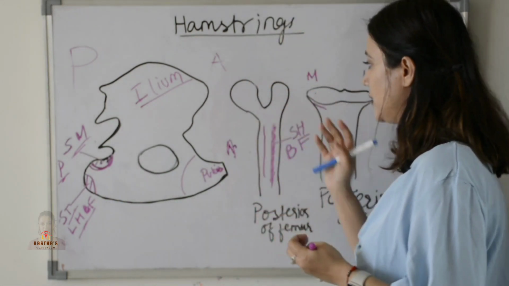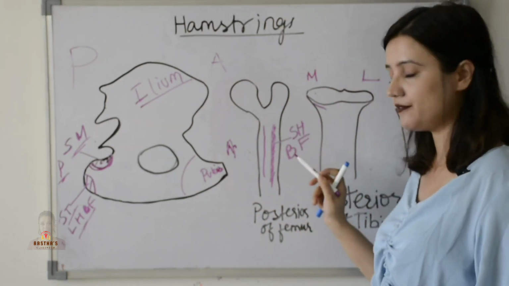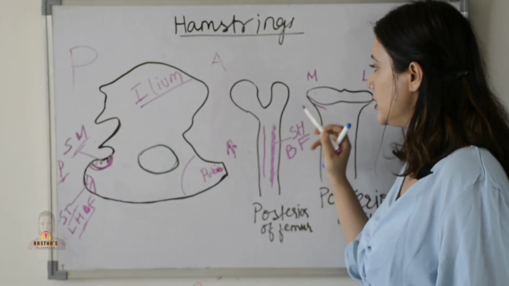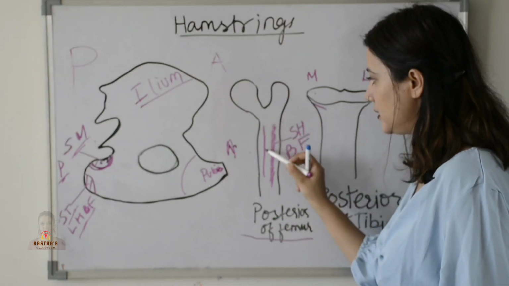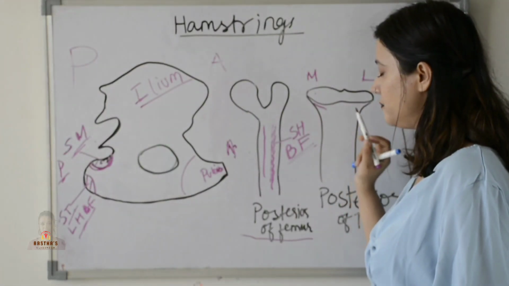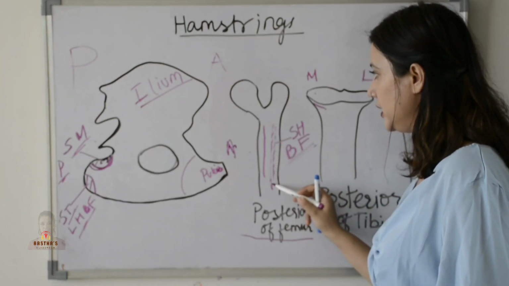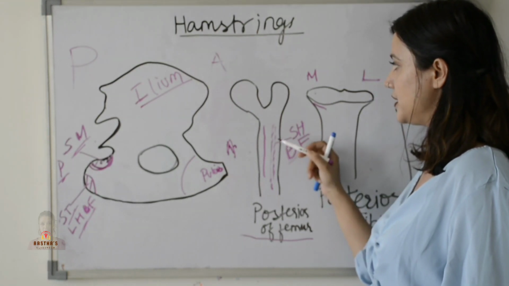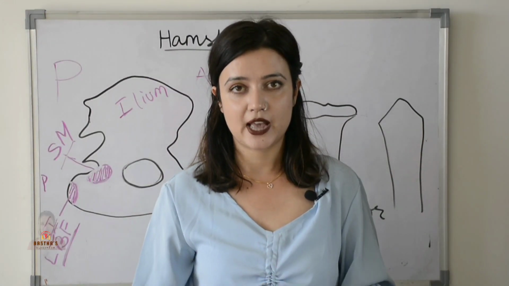Now coming to the other origin, we have short head of biceps femoris that is left. That muscle gets originated from the lower bone, that is the femur. So if we see the posterior view of the femur, we get to see linea aspera, which is there in the shaft of the femur. Short head of biceps femoris originates from the lateral aspect of the linea aspera, which is present in the posterior surface of femur.